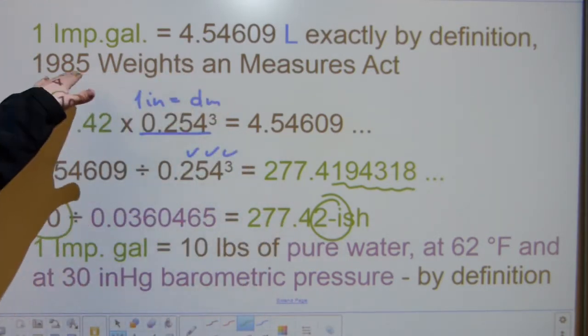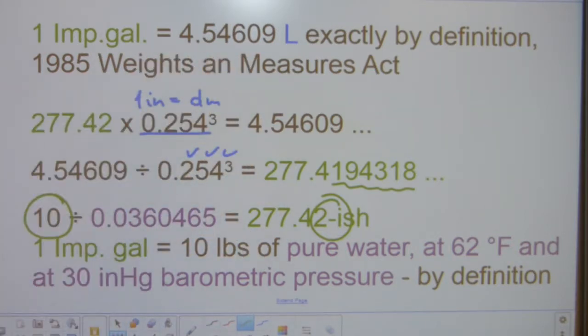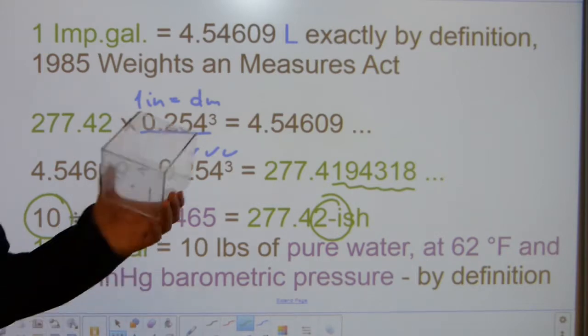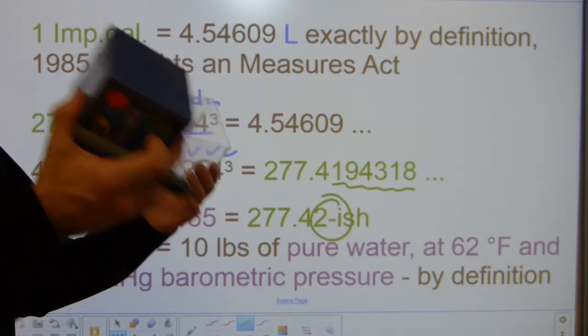That's why in 1985 they just sat down and said, we'll just pick a number. Okay, how about that one? And those 5 decimal places, and they defined the imperial gallon in terms of liter, because the definition of liter and its relation to cubic decimeters, that doesn't change.